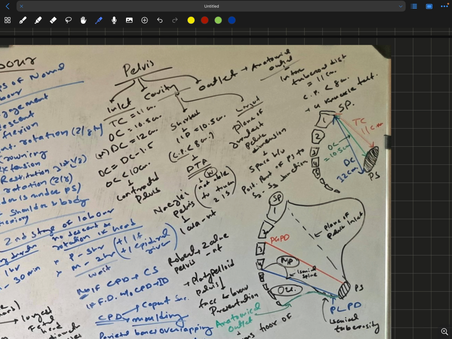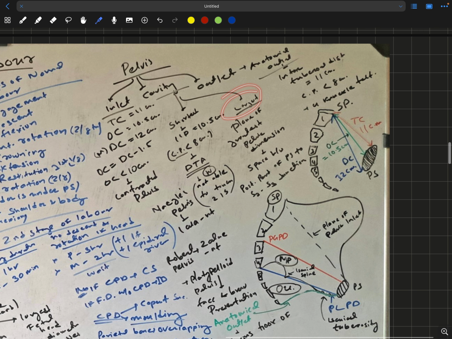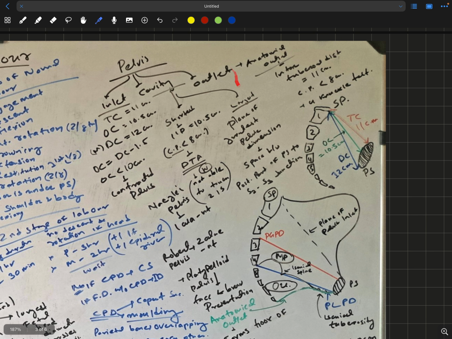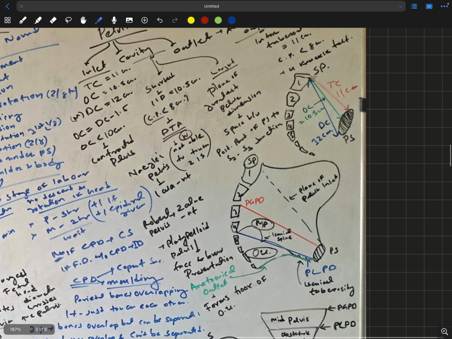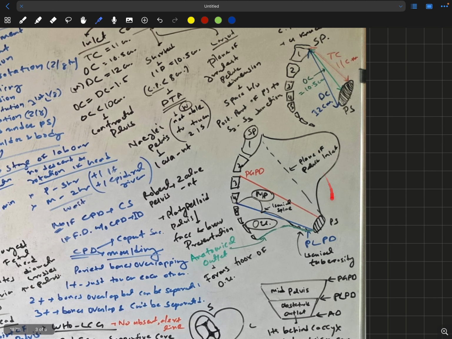Okay, now about the outlet. Outlet means the largest cavity diameter, that is the plane of greatest pelvic dimension. Okay, these are the planes. So this is the pubic symphysis.